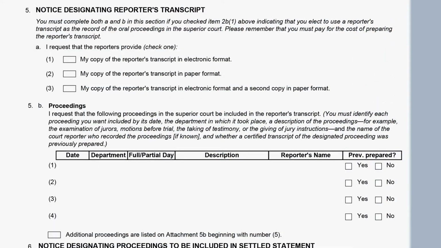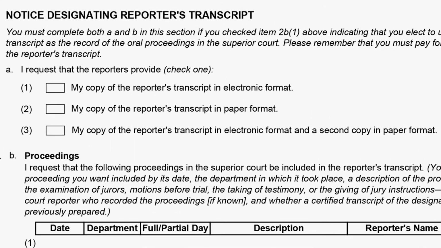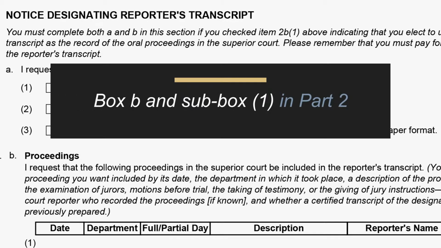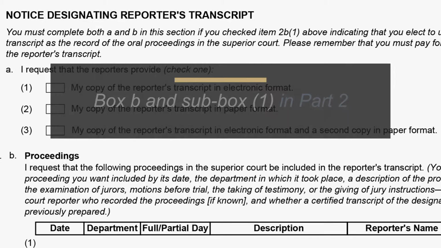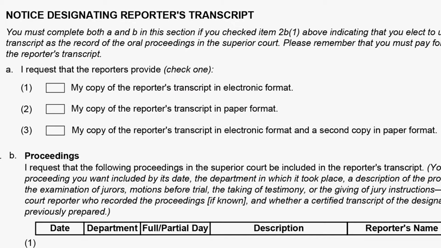Now we're at the last part of the form, Part 5, Notice Designating Reporter's Transcript. Skip this if you did not designate a reporter's transcript in Part 2. If you checked Box B and Subbox 1 in Part 2, you must fill out Part 5. Under Subpart A, check how you want to receive your copy of the reporter's transcript. Your choices are paper copy, electronic copy, or both.